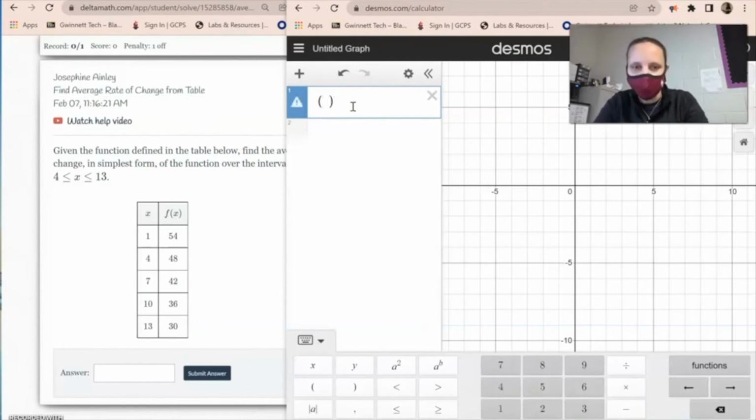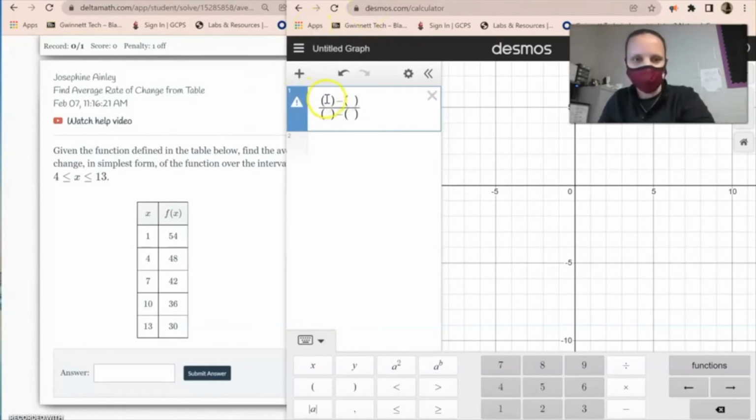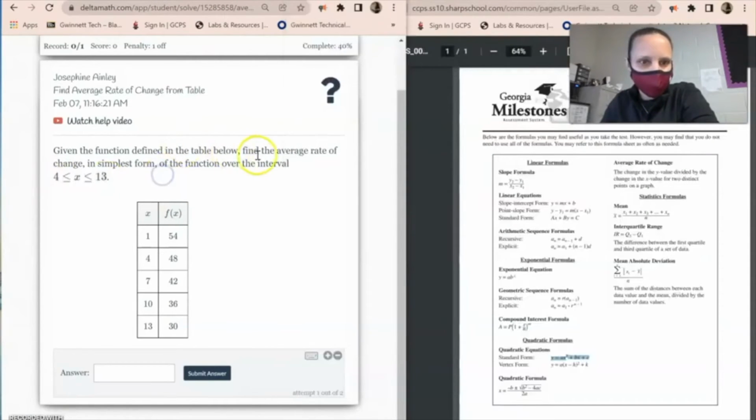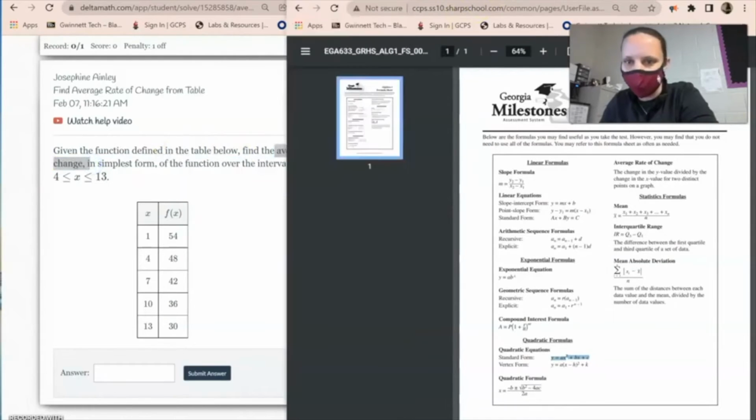Then it's parentheses minus parentheses over parentheses minus parentheses. Once you have that set up, they're always going to give you the x values. And remember, what are we going off of? Slope, right? Average rate of change. So if you look right here, average rate of change says the change in the y divided by the change in the x.